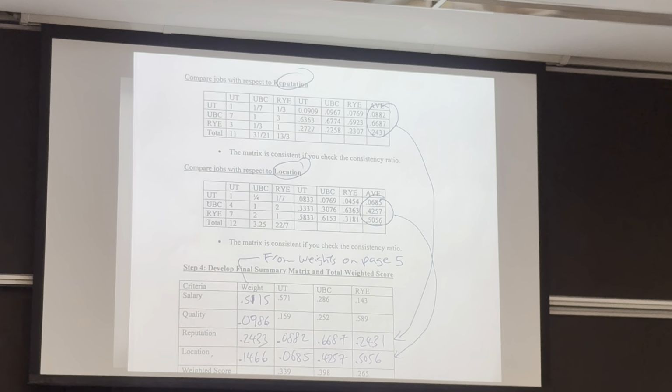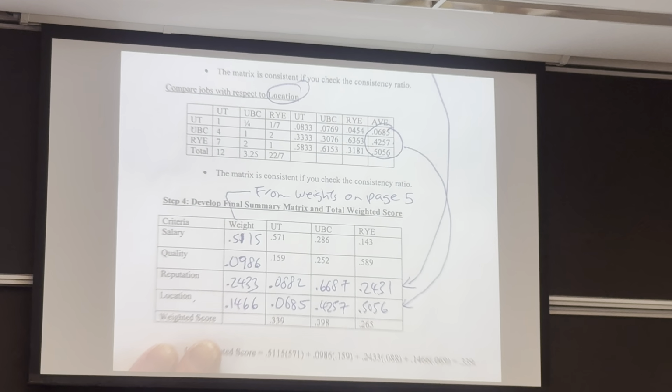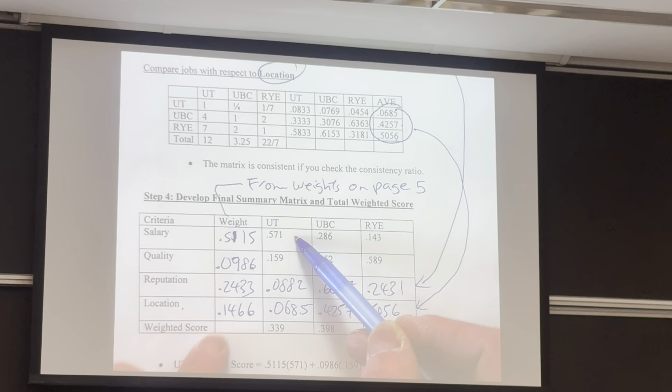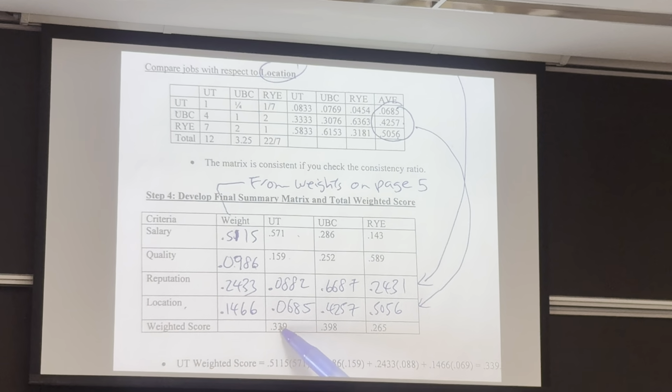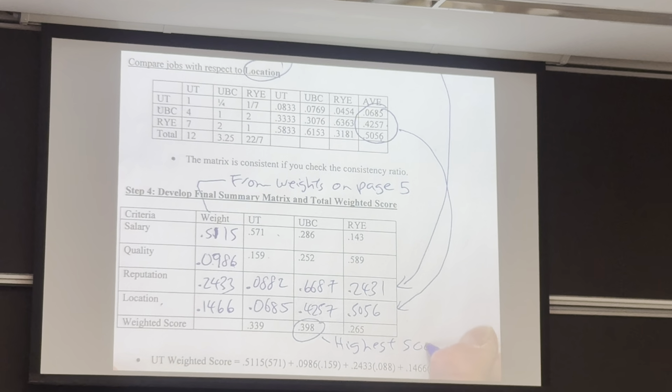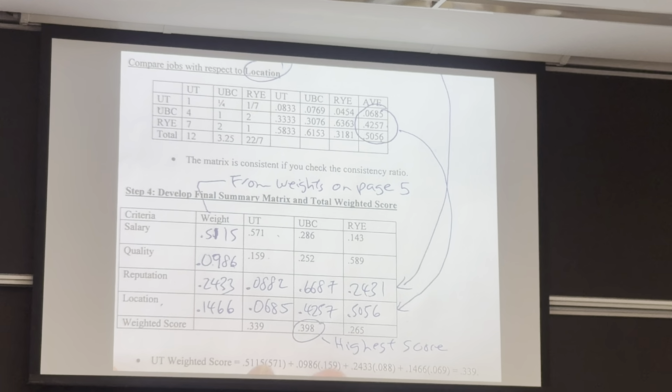And then we calculate the total weighted score. Basically, take the weight times the rating, and so on, and come up with the corresponding total weighted score. And it seems that the highest weighted score is UBC, and so therefore we choose UBC.